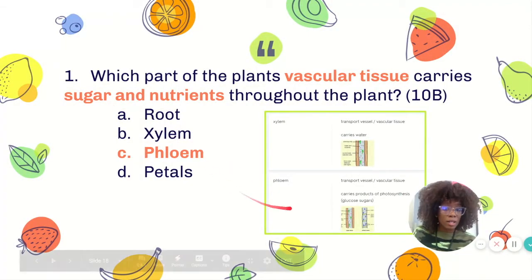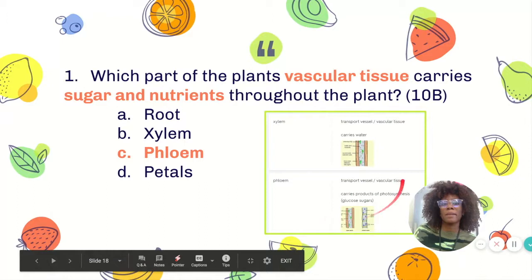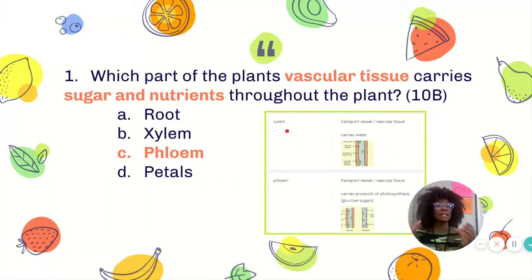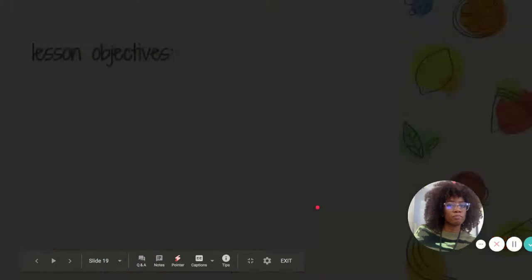And if you did not know that, you need to be looking at my Quizlet, okay? My Quizlet, as you can see, this is a screenshot from it. It's very basic. I give you the bare minimum of what you need to know, okay? So xylem carries water. Phloem carries products of photosynthesis, also known as glucose sugars, and I also have included pictures.